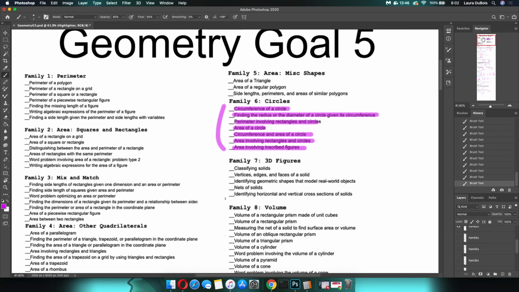Now we start getting into the really cool stuff, which is the 3D figures, which I think is a first-time thing for high school students.